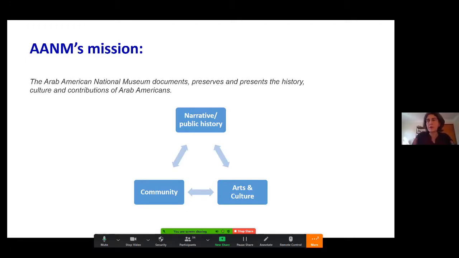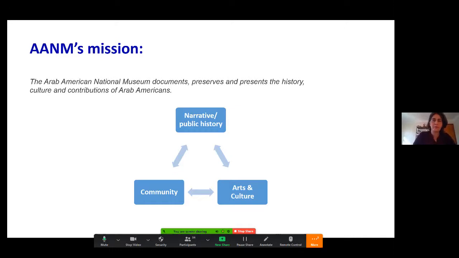One is the public history aspect, so telling the narrative, and that comes out through the core exhibits that we have. It tells the history of Arab immigration to the United States. It's through the archives that we have. We have arguably the most comprehensive archive of Arab American historical artifacts and documents in the country. We also sometimes produce publications on Arab Americans.